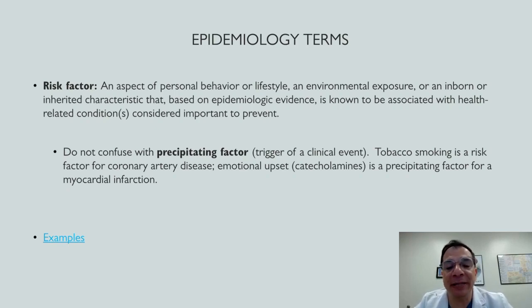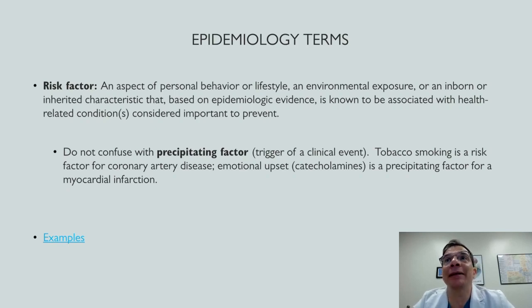Now, a precipitating factor, something that we shouldn't confuse with the risk factor, is a trigger, a clinical event that provokes something health-related. For example, tobacco smoking is a risk factor for cardiovascular disease. People who smoke are at a higher risk of developing coronary artery disease.